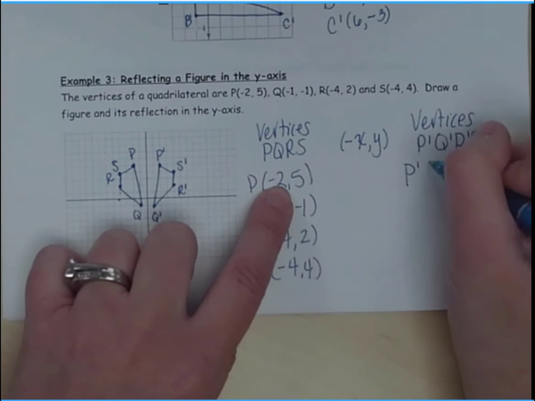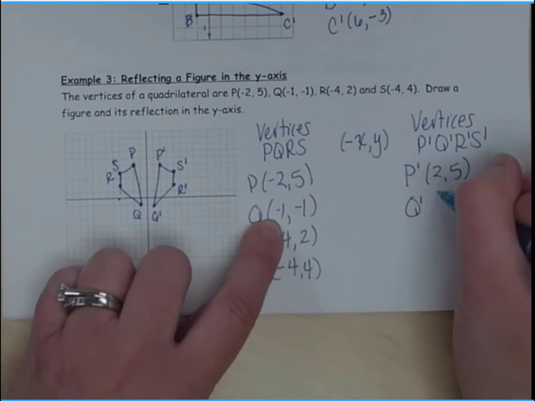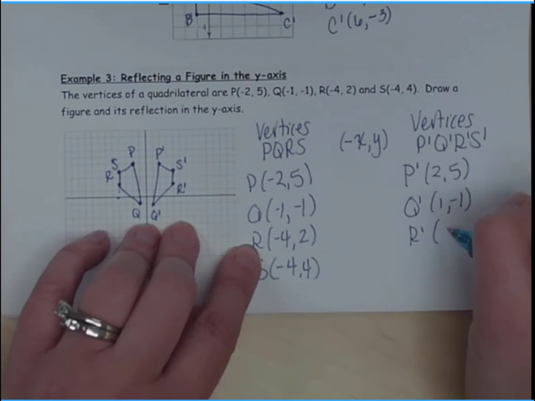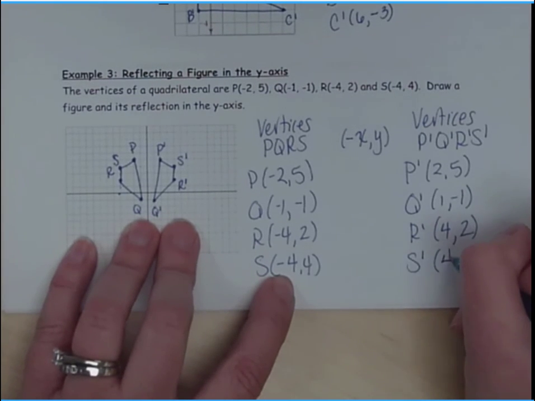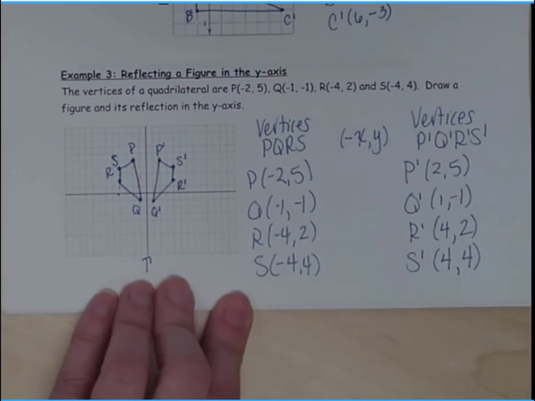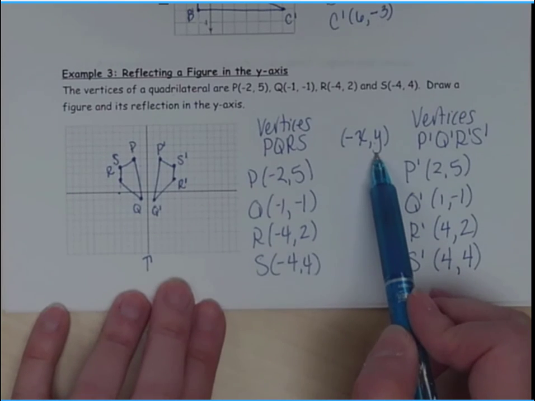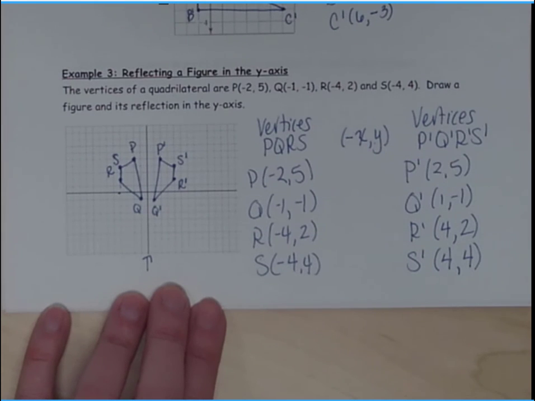So opposite of -2 is 2, y stays the same. Opposite of -1 is 1, y stays the same. Opposite of -4 is 4, y stays the same. S prime, -4, opposite of -4 is 4, y stays the same. As I'm reflecting it along the y-axis, y stays the same. We find the opposite of x.